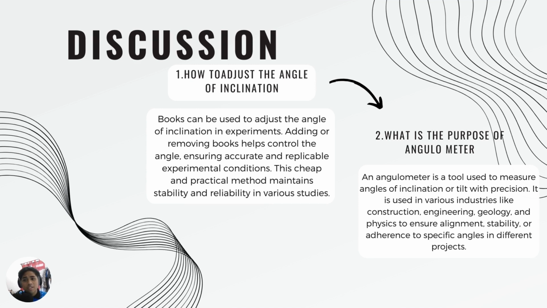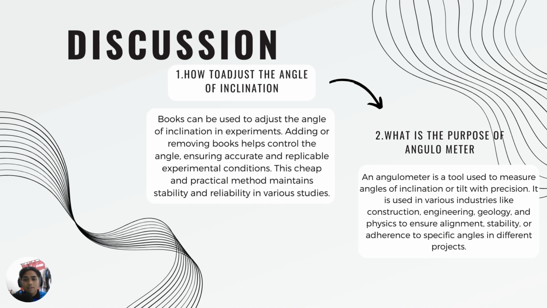So the first question is how to adjust the angle of inclination. In our experiment, we use books to adjust the angle of inclination. This is the most practical and cheap way for our group to conduct this experiment.